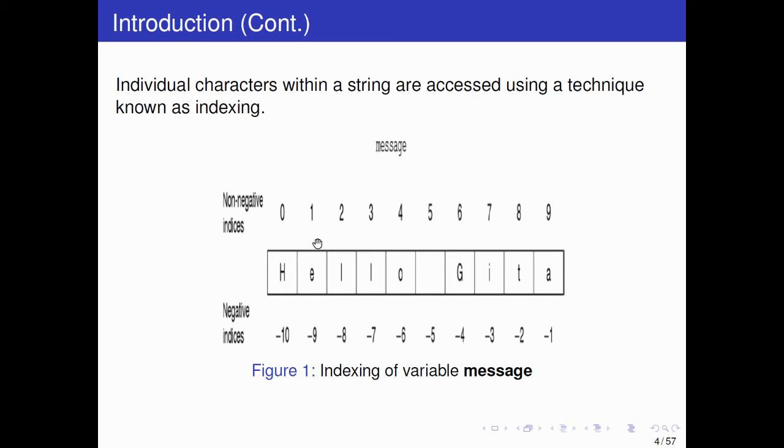So index 0 is h, 1 is e, like this. It will go till 9, 0 to 9. There are 10. Length is 10, right? So 0 to 9 there are 10 numbers. So length is 10. If you want to start from the right, -1 is the index for the first one from the right. -2 is the index for the second one from the right. -3 is the index for the third character from the right. -4 is the index for the fourth character from the right. -5 is the index for the fifth character from the right.